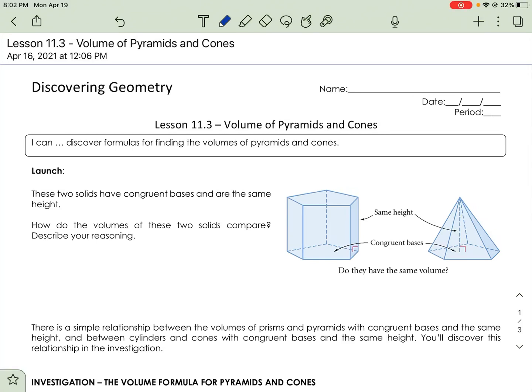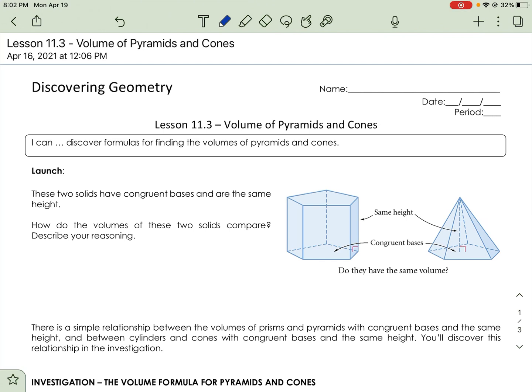In this lesson, we're going to take a look at what the equation is for the volume of pyramids and cones. So go ahead and take a look at this warm-up. It says, these two solids have congruent bases and are the same height. How do the volumes of these two solids compare? Describe your reasoning.